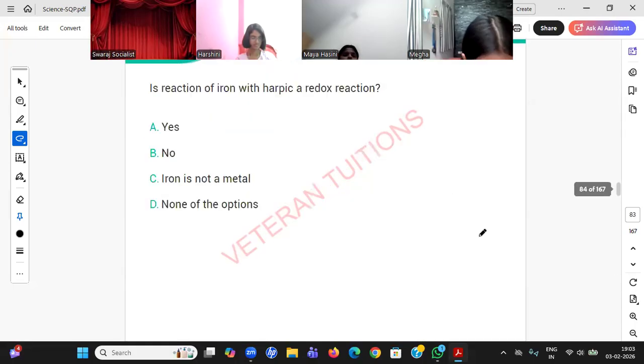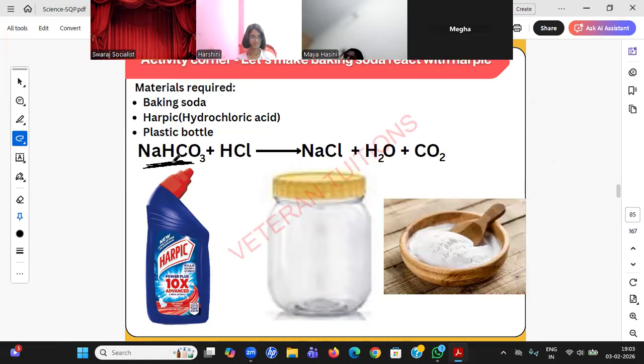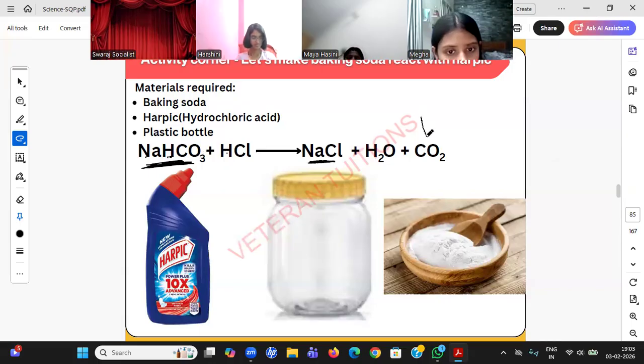Yeah, so let's not go into more number of questions. Student, you see what is this? NaHCO3, baking soda, sodium bicarbonate. Baking soda plus Harpic, what will happen? Obviously, sir, it's a base. It's an acid. Base plus acid, salt should come. But as CO3 is there, in spite of H2, you will get CO2 gas.